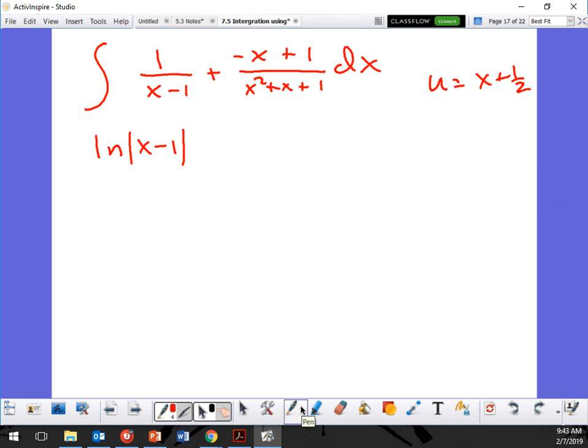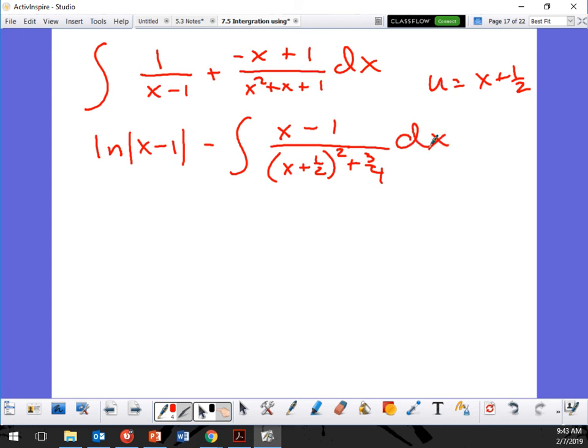Okay. So it's going to turn into minus the integration of x minus 1 over x plus 1/2 squared plus 3 over 4, dx. All right, so I got to this point and I'm going to stop here. I just got to a good stopping point so I can continue this Monday.